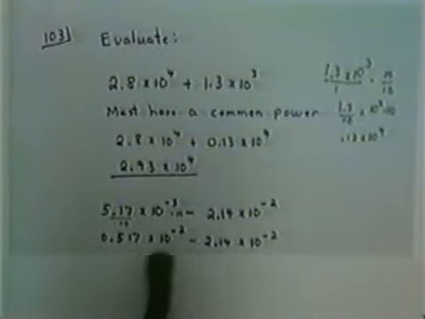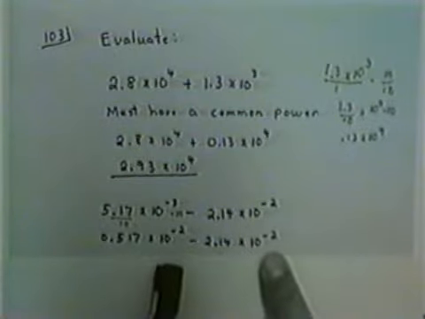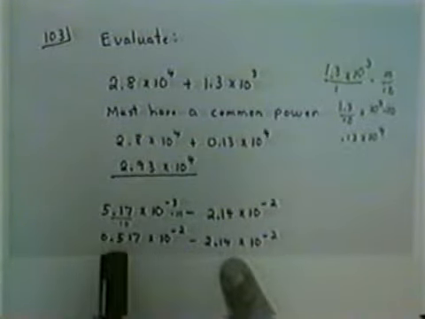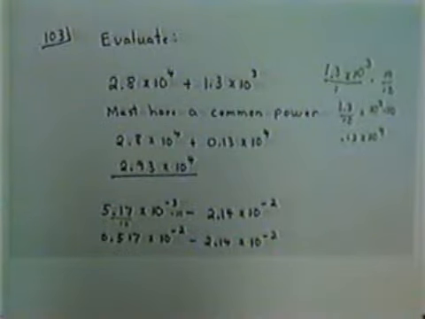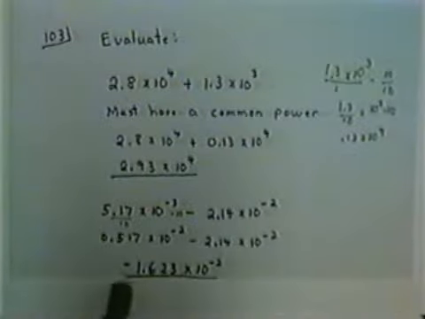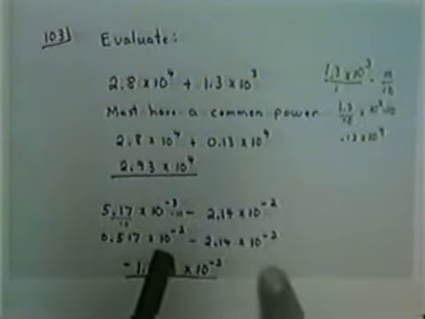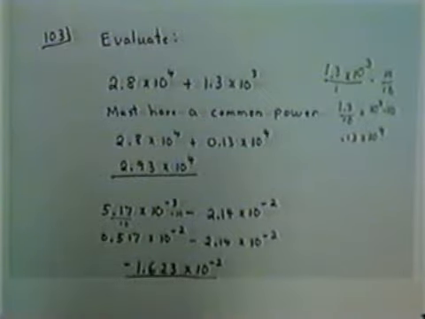Now I have the same power. So I can just take my calculator and do the subtraction. So 0.517 subtract 2.14, and you're going to get a negative 1.623, and I keep the common power, so it'll be times 10 to the negative 2.